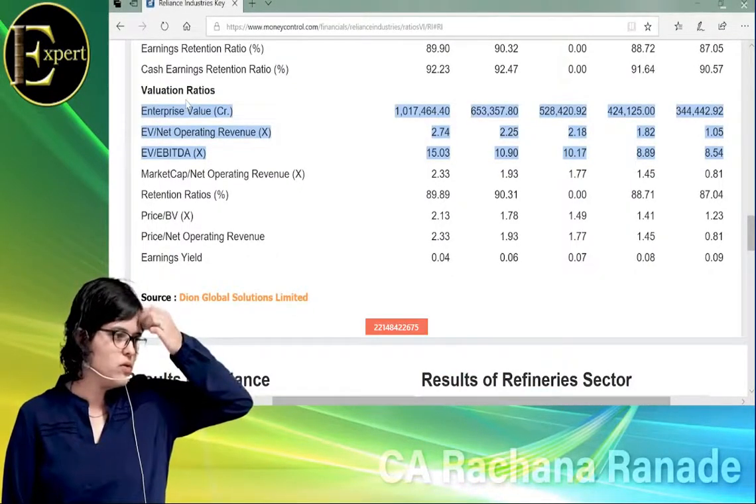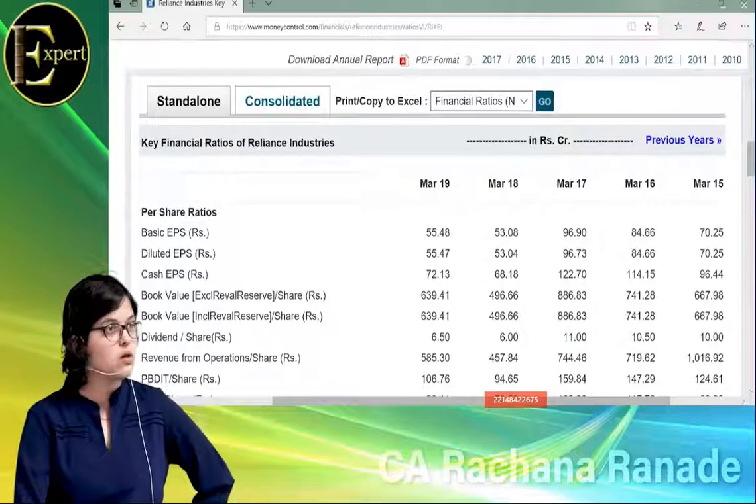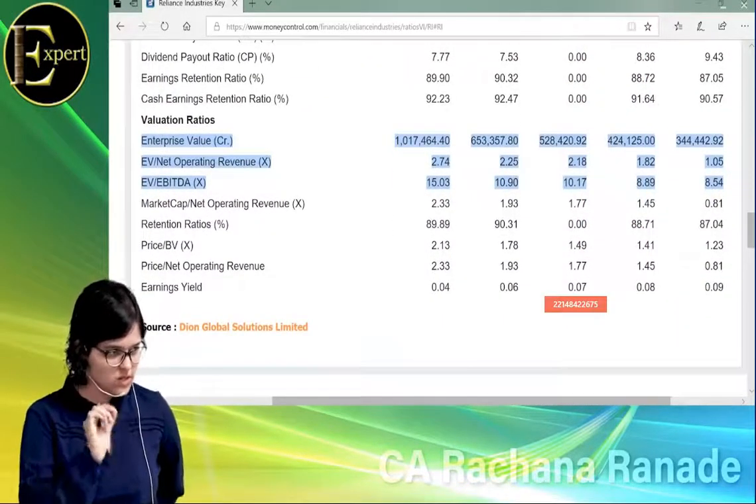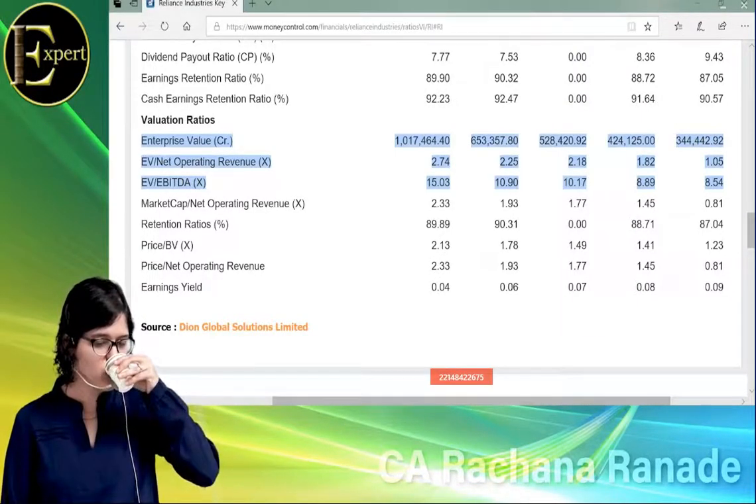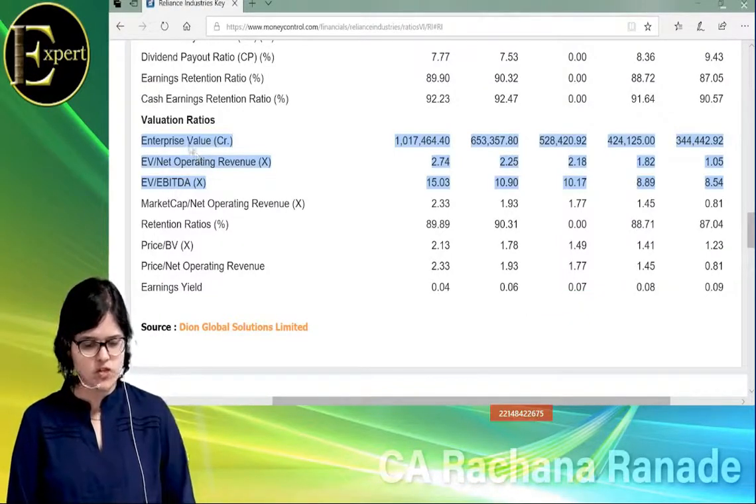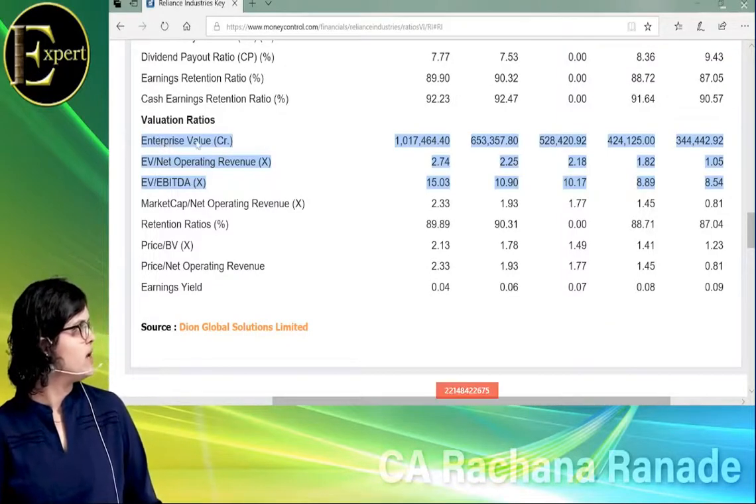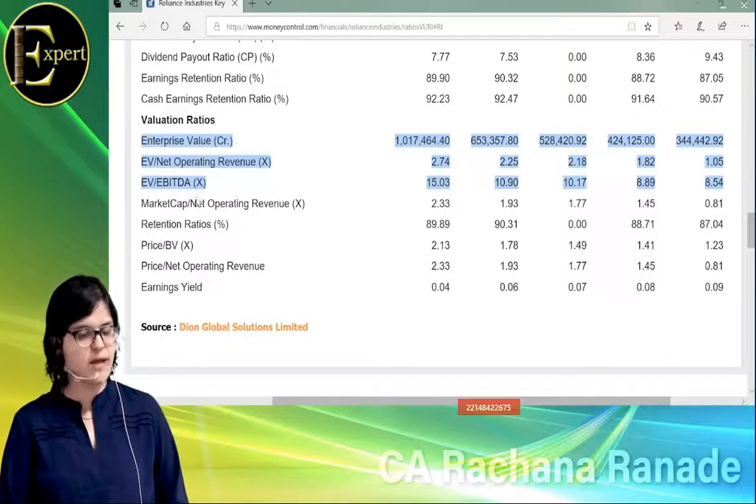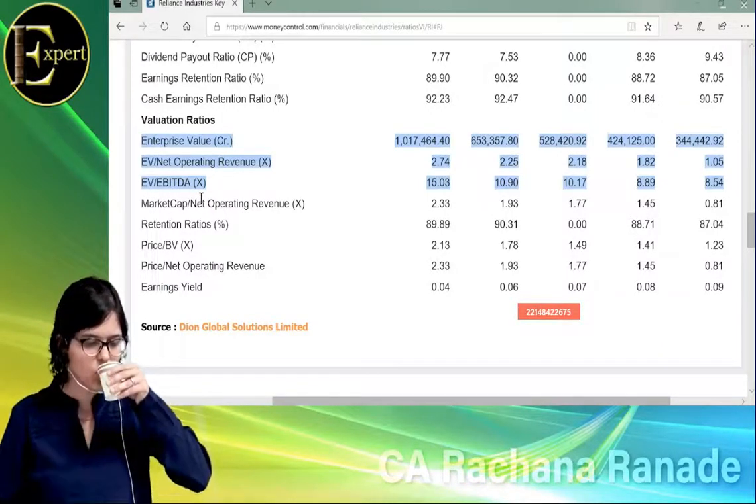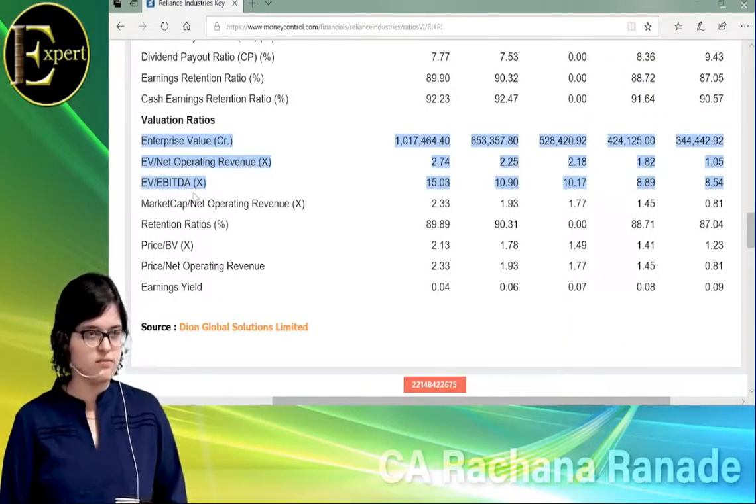Number 2. Now in ratios, which ratio did we use? See, there are so many ratios. In that, valuation ratios dash. So second step, valuation ratios dash. Which two values do we need from this? We need EV and we need EV by EBITDA. So copy paste EV data and EV by EBITDA data for last 5 years.